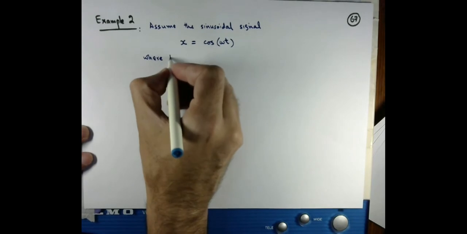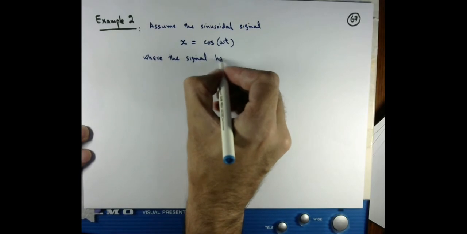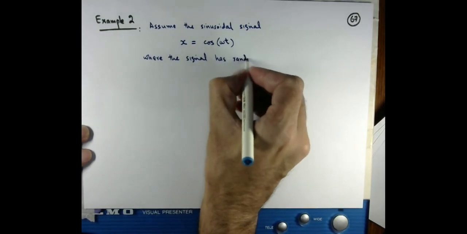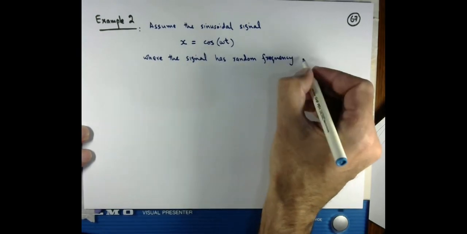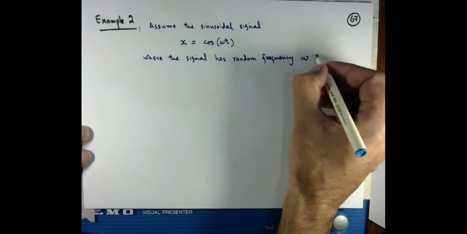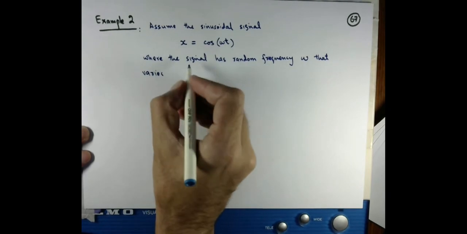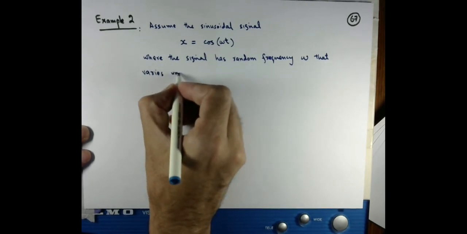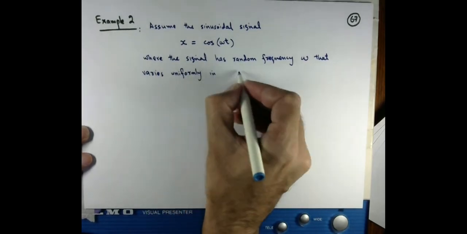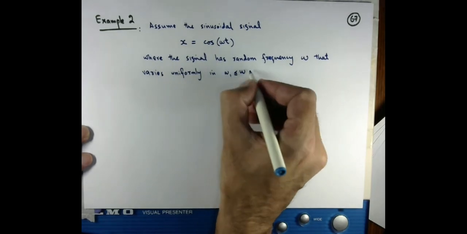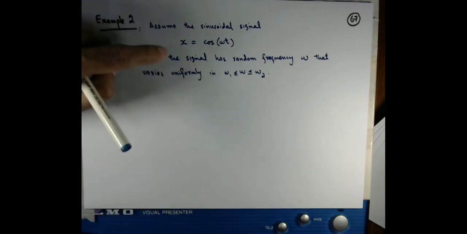where the signal has random frequency omega that varies uniformly in the range omega greater than or equal to omega 1 and less than or equal to omega 2. So you see the relation here.